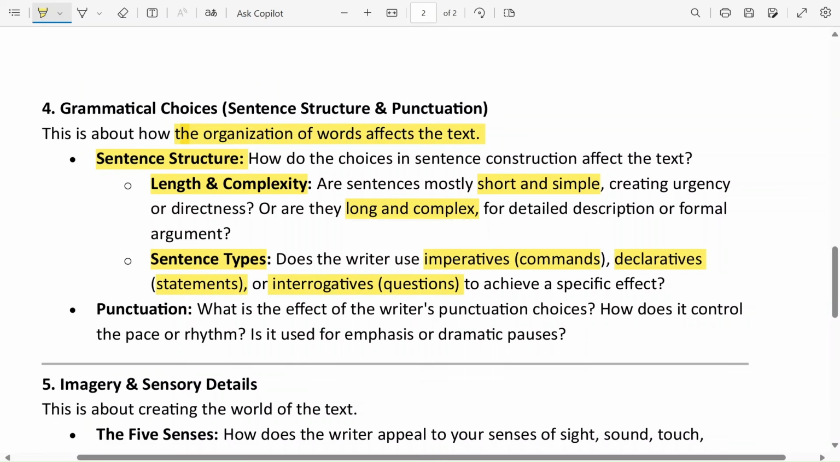And finally, don't forget punctuation. What are the effects of different punctuation choices? How does punctuation control pace or rhythm of the text? Is it used for dramatic pauses, for emphasis, or to create a particular tone?